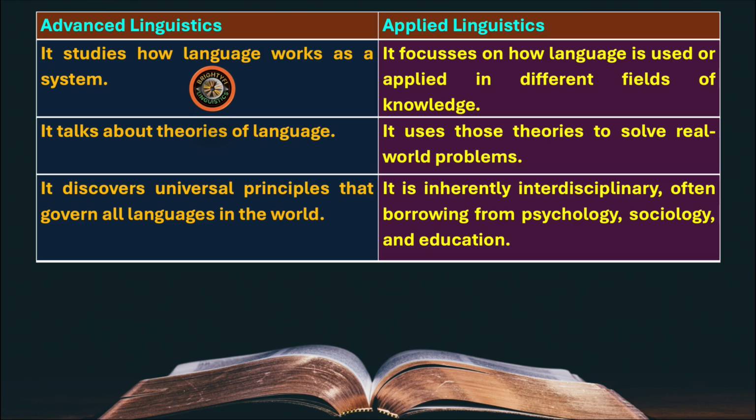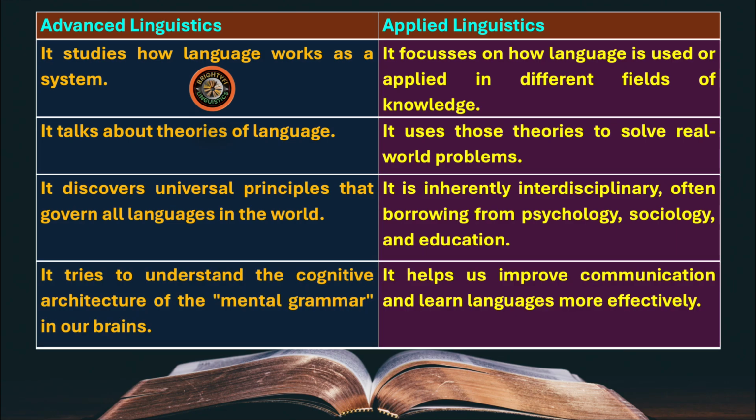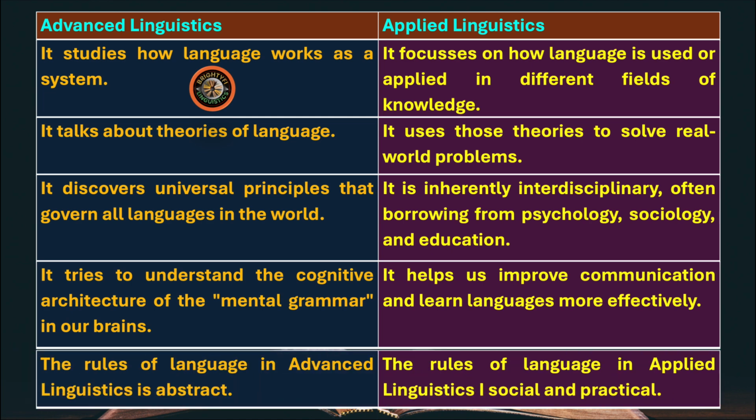We continue. Advanced linguistics tries to understand the cognitive architecture of the mental grammar in our brains, whereas applied linguistics helps us improve communication and learn languages more effectively. And the last point: the rules of language in advanced linguistics are abstract, not concrete, whereas the rules of language in applied linguistics are social and practical.